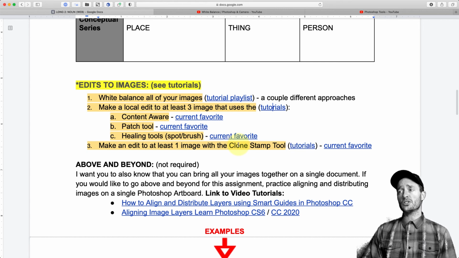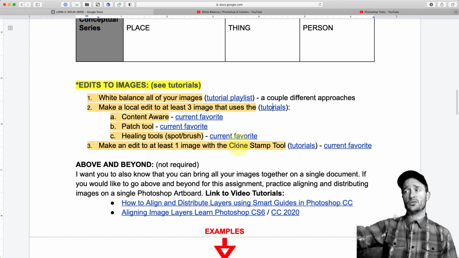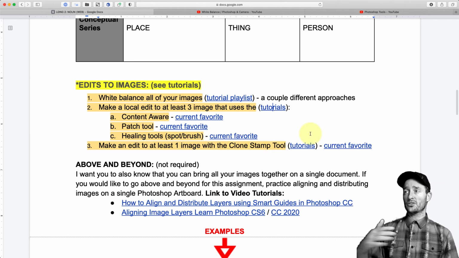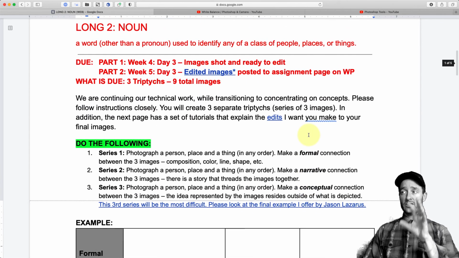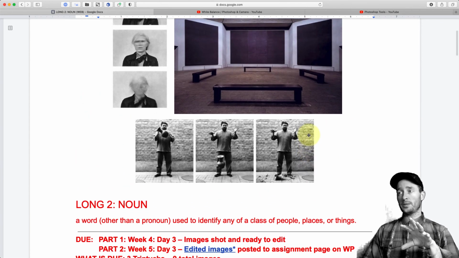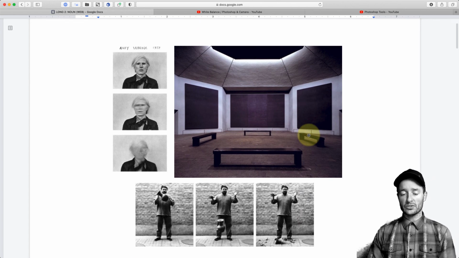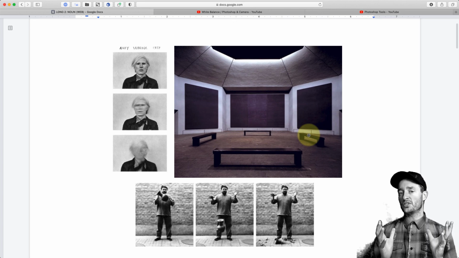Now I want you to also, at the end of doing those content, patch and healing tool edits to at least 3 of those images, edit at least one more image using the clone stamp tool in a tutorial. Now I'm not going to labor through the directions of this assignment by giving you a blow-by-blow on what those tools do, but I do want you to watch those tutorials, and they'll do a very thorough job, and you won't have to hear me as much. So I'll give you kind of a diversity of outlets for learning some of these tools.